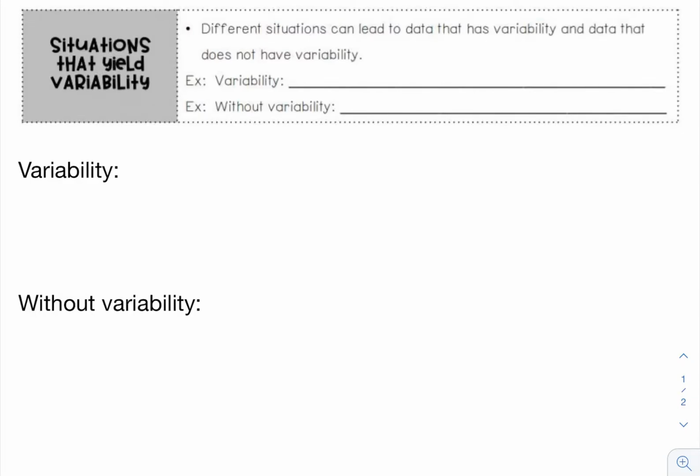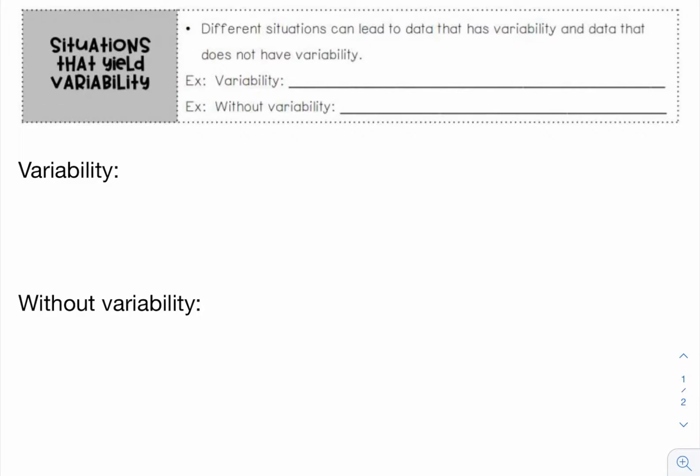Hi everyone, today we're going to be looking at situations that yield variability. Different situations can lead to data that has variability and data that does not have variability. Last week, you learned about measures of spread and measures of variability. That talks about how spread out data points are.